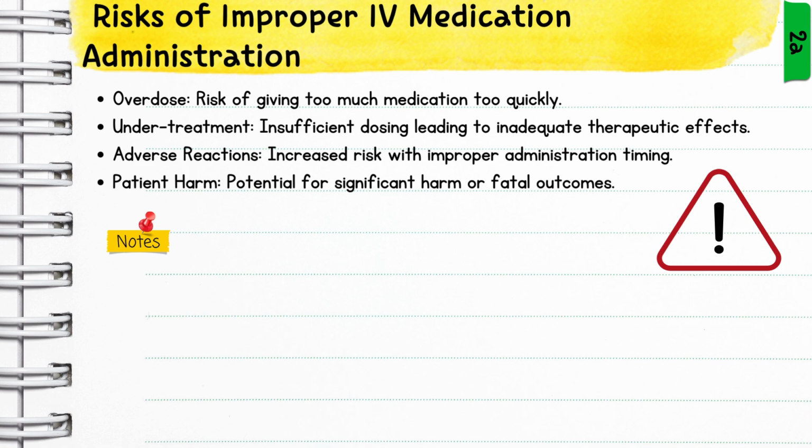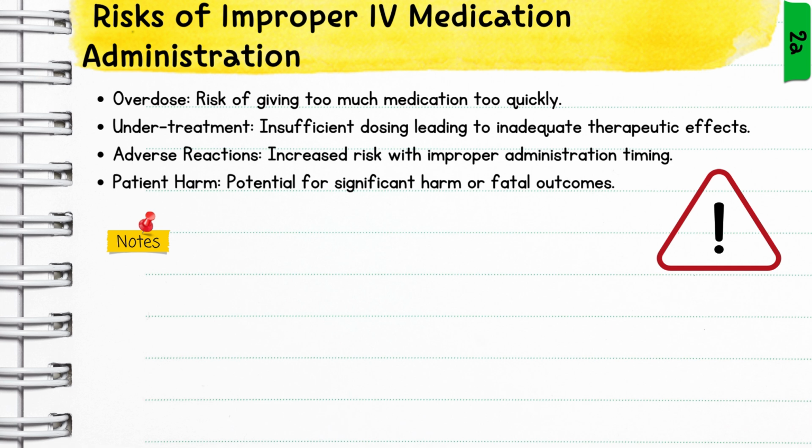So we all know that once you push in the IV, you can't get it back, right? So there can be some serious consequences. Administering too much medication too quickly obviously can lead to an overdose. You don't have a chance to think, oh wait, that's too much, let me not give it all. You're going to potentially overdose them, which could be life-threatening.